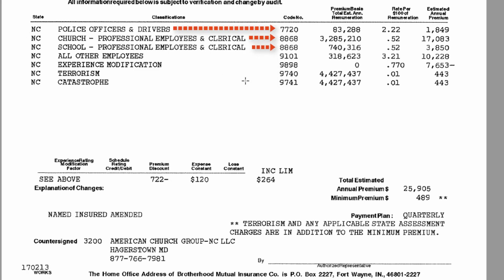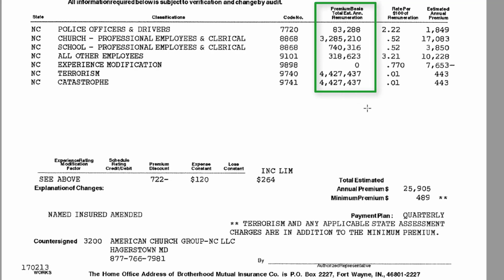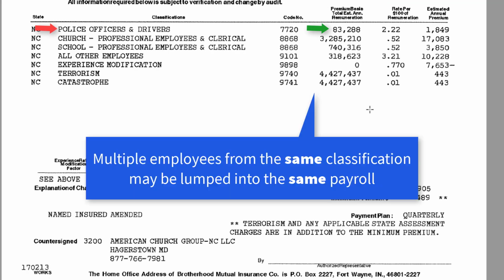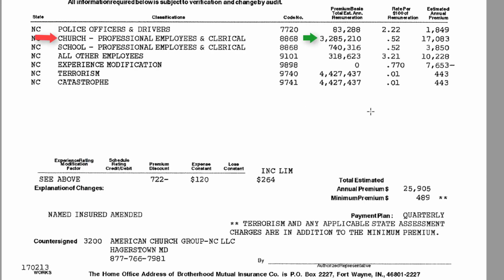In the next column over is your payroll, and the payroll is what is reported to us. So if you have police officers and drivers and you have more than one, you can put all the payroll for that classification into one lump sum and report it. And you'll see the second one down is church, 3,285,210. That would indicate quite a few church employees. This is a big account. So they do have a lot of church employees that fall into that classification, and schools all put together.